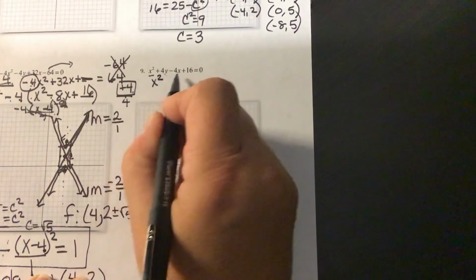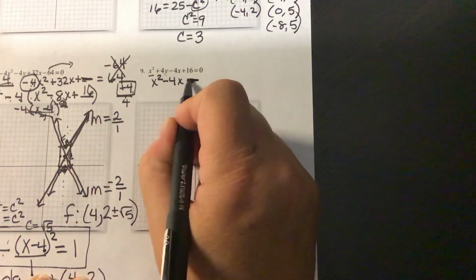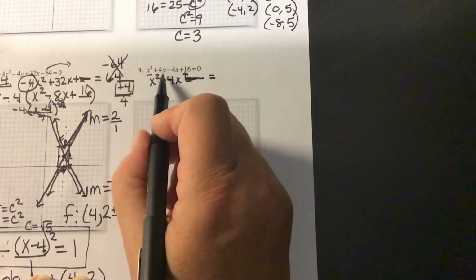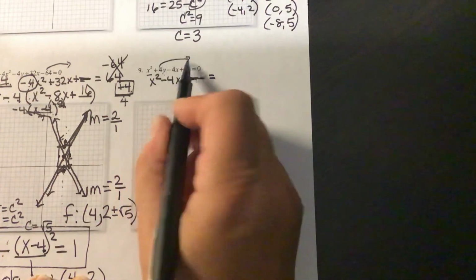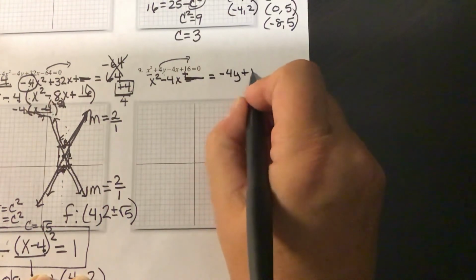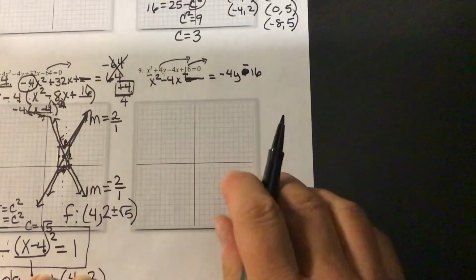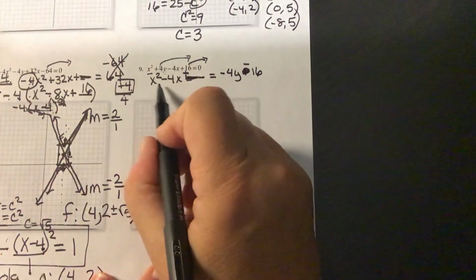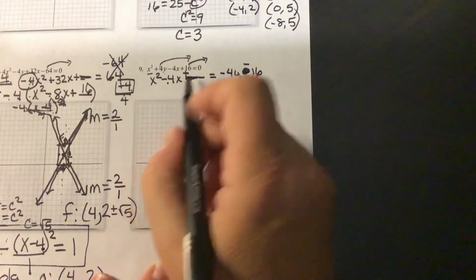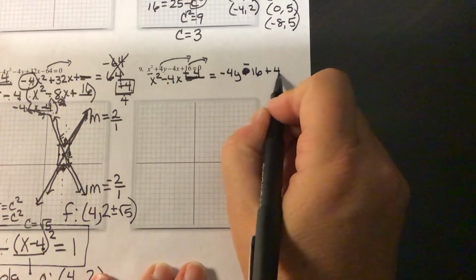So x squared minus 4x equals, and I'm going to complete the square, so I'm going to leave that space. Equals 4, and I'm going to send the 4y to the other side. So that's negative 4y plus 16. Oh, minus 16, because I'm sending this to the other side as well. So here, to complete the square, half of 4 is negative 2. Negative 2 squared is 4. So I add 4 here, I add 4 here.